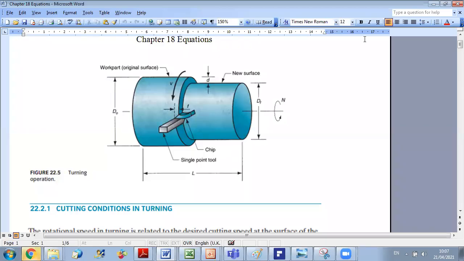So we will talk about the cutting condition in turning. For the turning parameters, we defined them last time in chapter 17. We have the rotating velocity V, the feed f, which is defined as feed per revolution, and the depth of the cut. Now we will determine cutting conditions in turning.